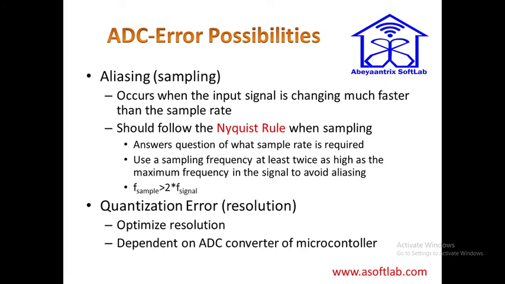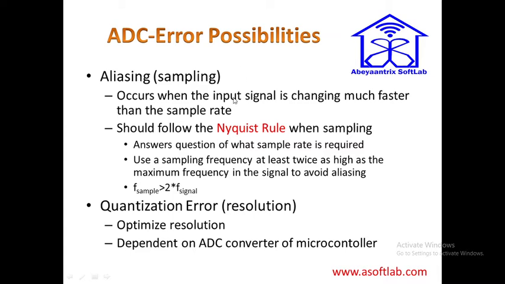The aliasing effect will occur when your sampling frequency is less than or equal to 2 fm. Here the input signal is changing much faster than the sampling rate, which means your sampling frequency is lower than the maximum frequency. Then we'll get an aliasing effect. That is, when the sampling frequency is less than 2 times the fm of your signal, the original signal, we get an aliasing effect.